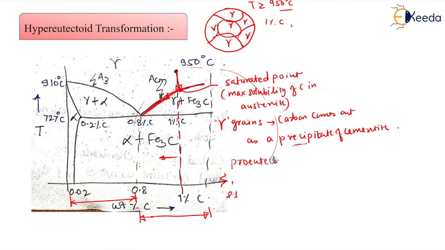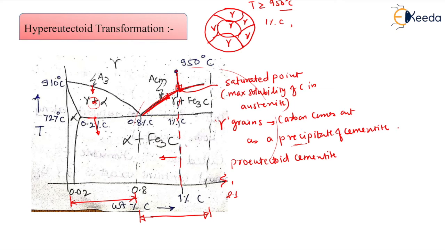Pro-eutectoid cementite. As we have seen in the hypoeutectoid transformation, from the A3 line up to the A1 line we have alpha at the grain boundaries, and this alpha will grow at the grain boundaries. Below the A1 line, the alpha is eutectoidally present in the form of layers with the cementite. So the same thing is here.